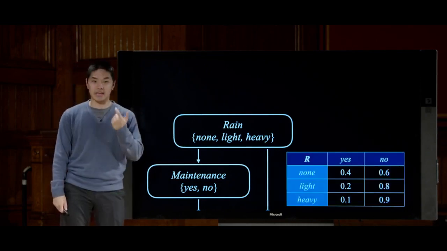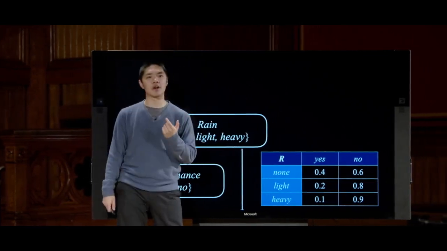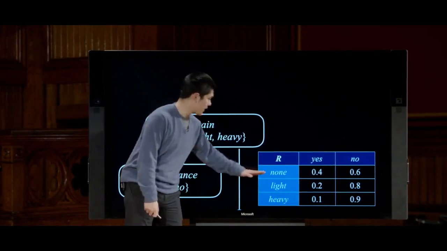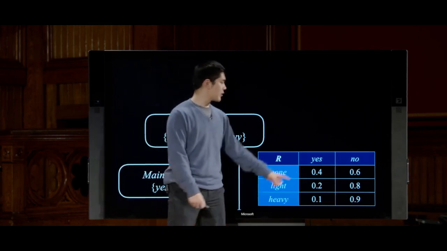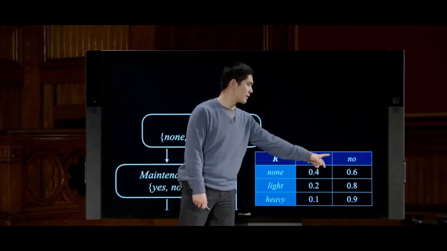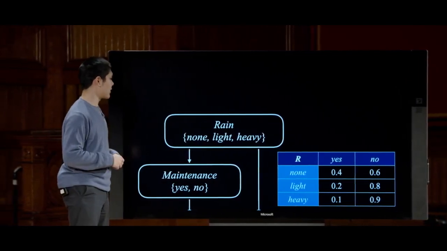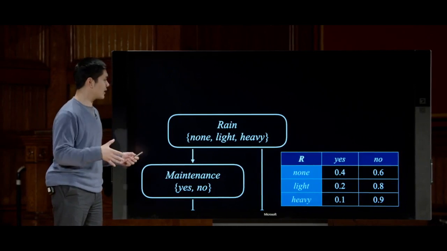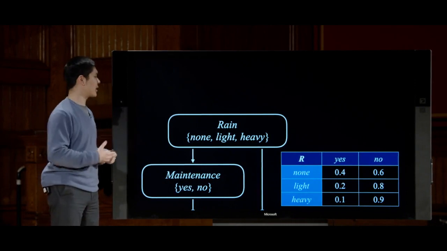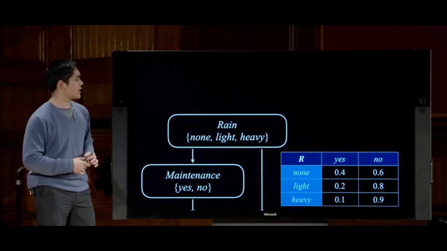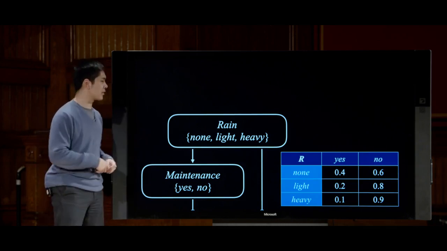Well, this now is going to be a conditional probability distribution. Here are the three possible values for the rain random variable, which I'm just going to abbreviate to R: either no rain, light rain, or heavy rain. And for each of those possible values, either there is track maintenance or no track maintenance, and those have probabilities associated with them. I see here that if it is not raining, then there is a probability of 0.4 that there's track maintenance and a probability of 0.6 that there isn't. But if there's heavy rain, then the chance that there is track maintenance is 0.1, and the chance that there is not track maintenance is 0.9.